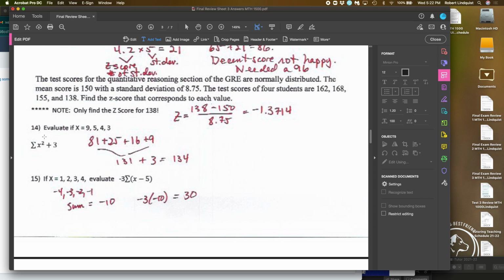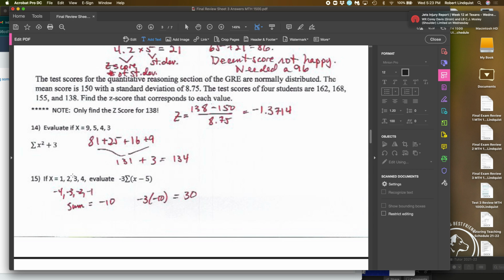Number 14, evaluate x equals 9, 5, 4, 3. Evaluate the sum of x squared plus 3. So I square each of them because I have to find the summation of those things squared. 9 squared is 81, 5 squared is 25, 4 squared is 16, 3 squared is 9. I add those up, I get 131. Add 3 to that because of this little plus 3 at the end here. And you get 134.